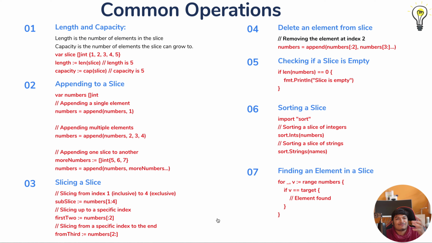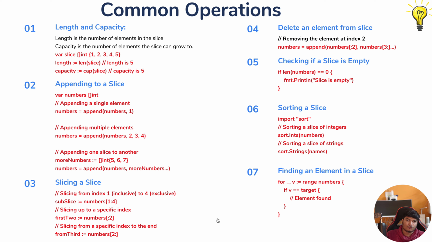Next, how to slice a slice. Just like from an array you create a slice, from an existing slice you can create another slice. How to do that? Again, the exact same way. Take the actual slice, for example numbers, then in square brackets put the index from which you want to create the slice, then a colon, then till which index you want to create the slice.